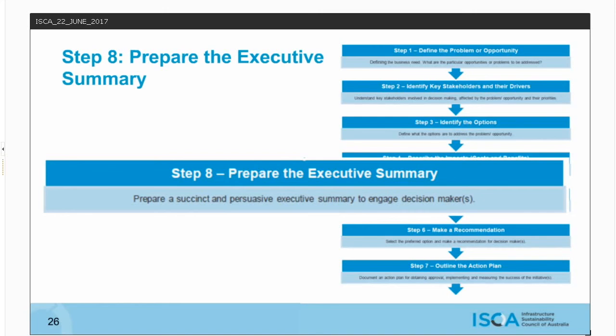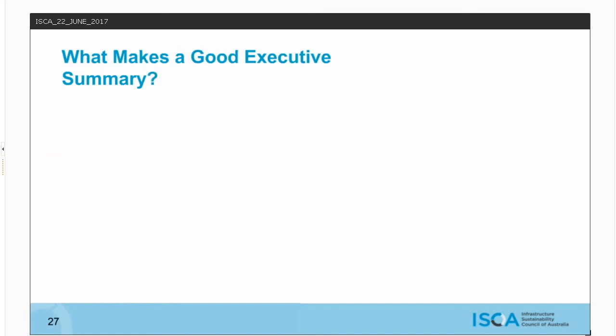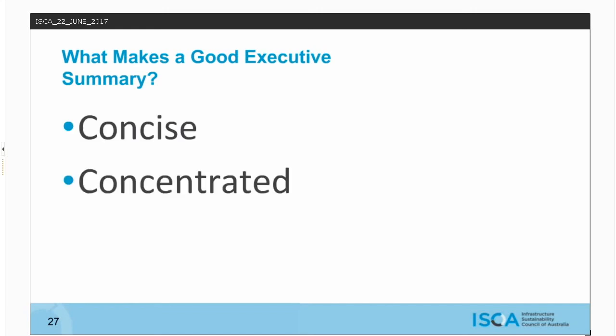So what makes a good executive summary? For a good executive summary, remember the 3 C's: concise, concentrated, and compelling. Concise, keep it short and sharp. Concentrated, present just the most relevant information, distilling the key points from the business case. And compelling, what is the business need? What is the recommendation being made and why?